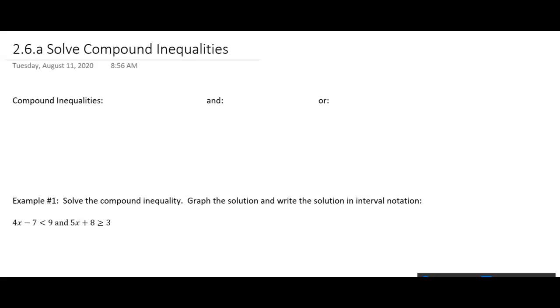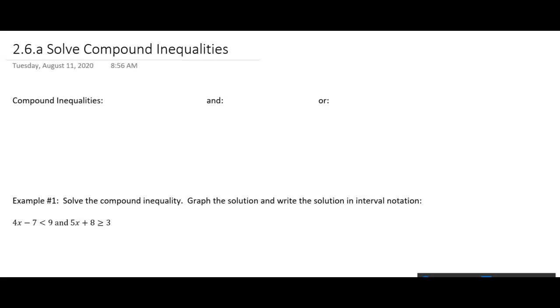So we're going to go ahead and start in 2.6, and this is going to cover some review materials as well. So, we're just going to dive in. So we're going to solve compound inequalities. And when we solve regular inequalities, it's a lot like solving an equation. So we're going to get some of those same review problems in here.